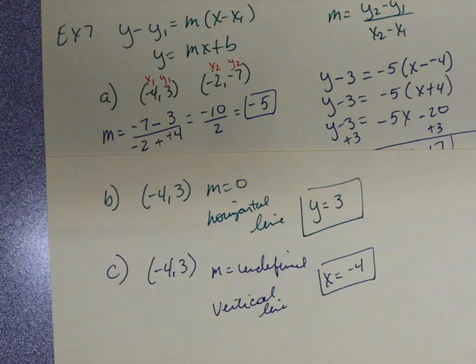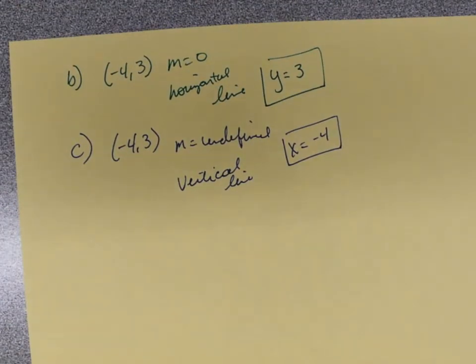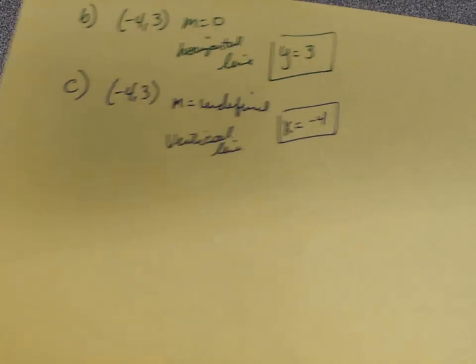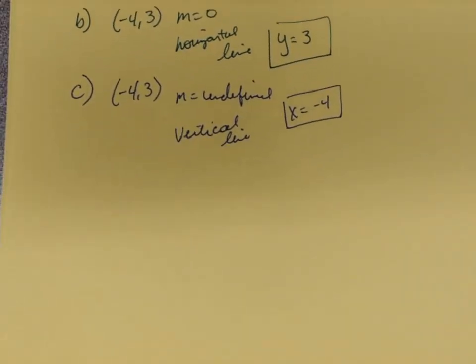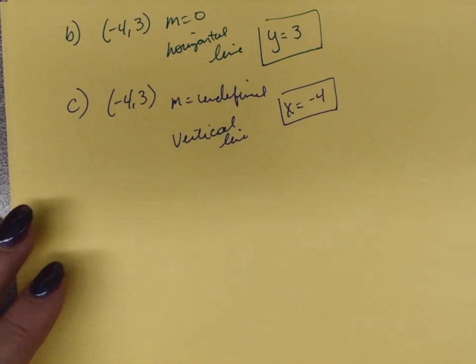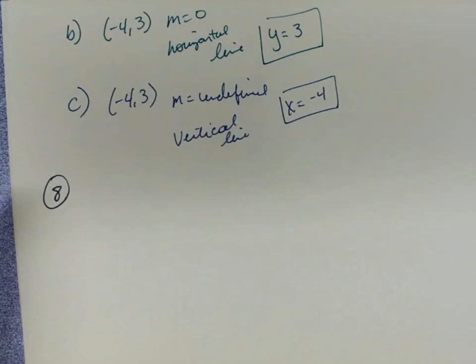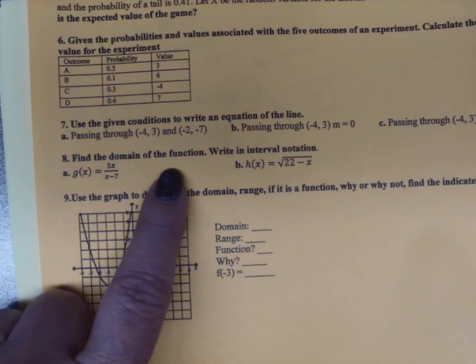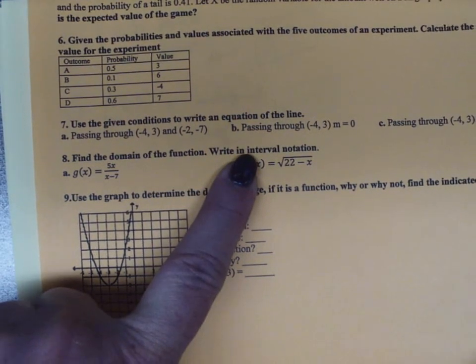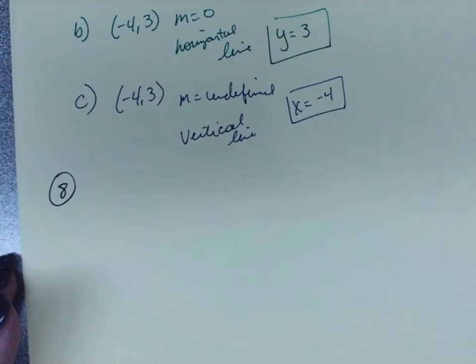That's just to help you review for the different types of situations with equations of lines. All right, so that takes care of number 7. We're on to number 8. So number 8, we are looking to find the domain of the function, and we need to write it in interval notation. You need to make sure you understand what interval notation is.